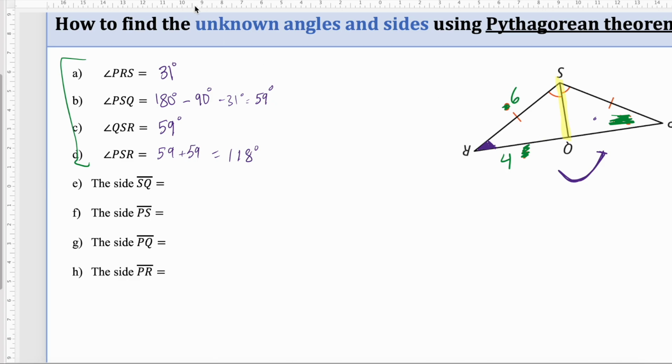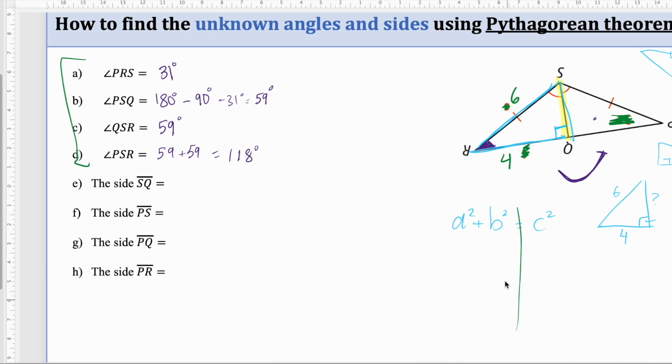So to find this side, as you can see, this side is 6, this side is 4, and here we have a right angle. So I can use Pythagorean theorem. If you have a right triangle, whether it's this way or maybe this way, since you have a right angle, you can use Pythagorean theorem. They told you that this is 4, this is 6. How can I find this one? We can use a squared plus b squared equals c squared. You can only use Pythagorean theorem when you have a right angle. Okay?